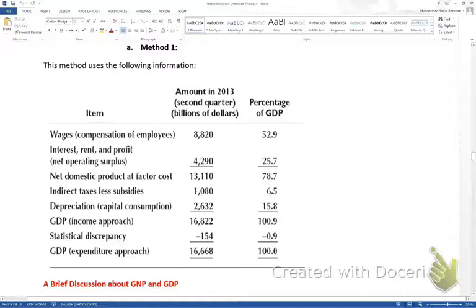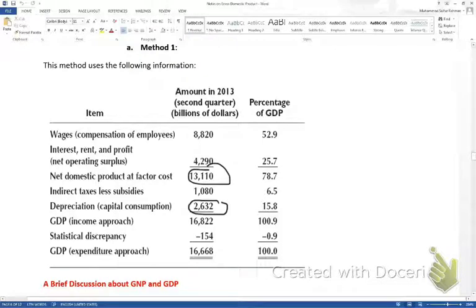After looking at the net domestic product, you should be able to use that to calculate GDP. Your net domestic product is thus just the summation of the first two components. With that, you add indirect taxes less subsidies, so that's like your income of the government. Then you add depreciation, something that is very important in economics.